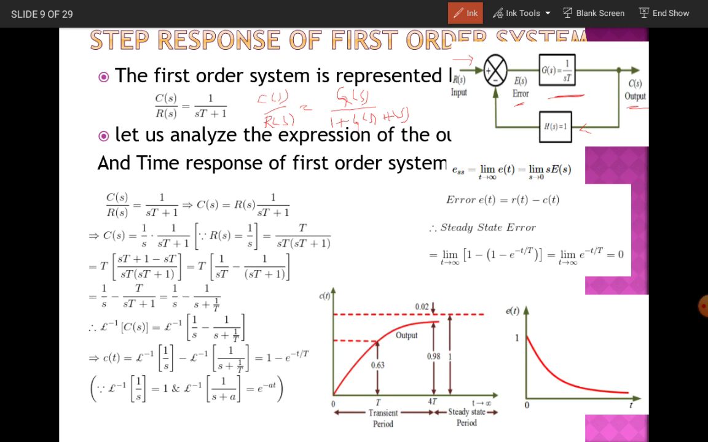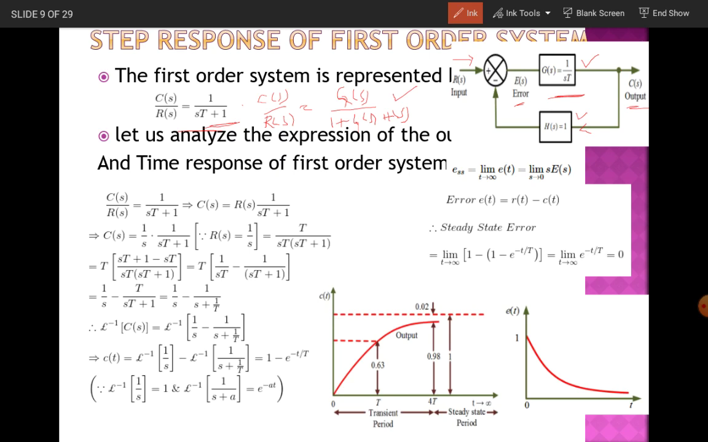So in this expression you substitute G of s is equal to 1 by sT, then H of s is equal to 1. So substituting this in this expression, you will get C of s divided by R of s is equal to 1 divided by sT plus 1. So the s power is 1. So this is a first order equation.